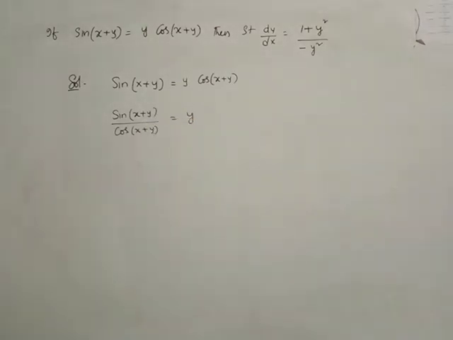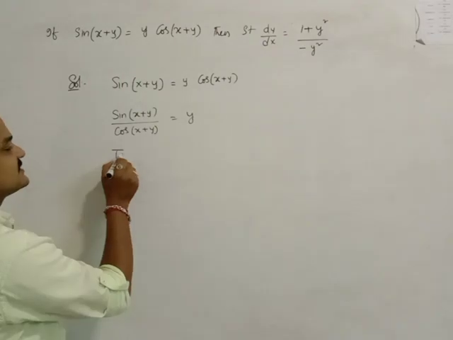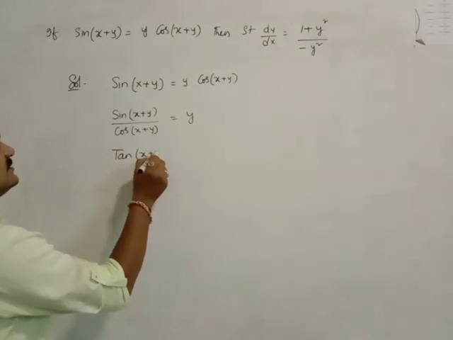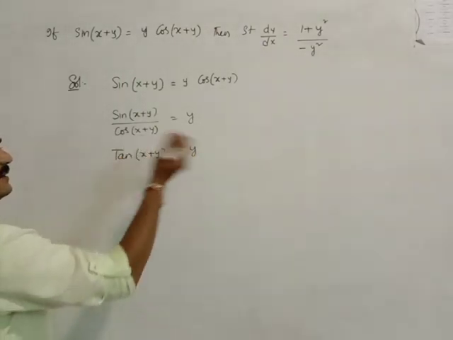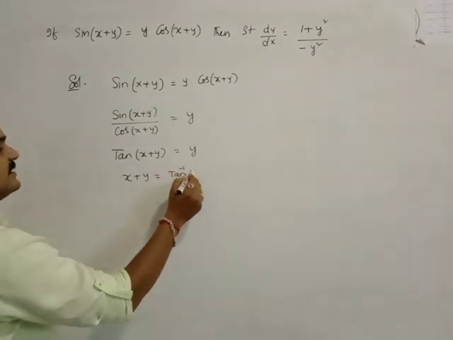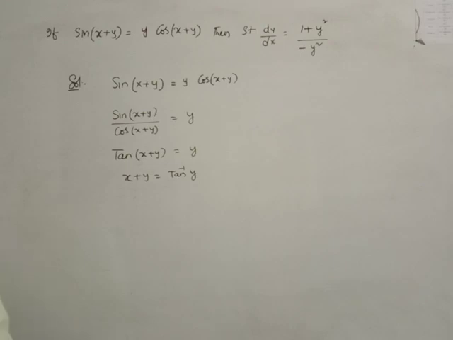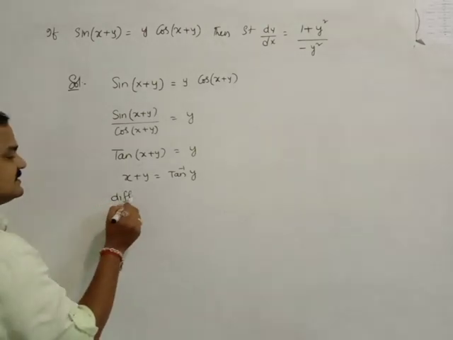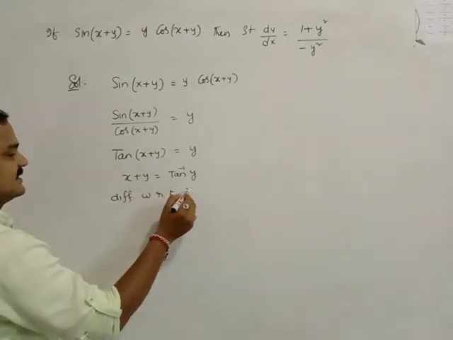Sin by cos means it is a tangent function. So it is tan of x plus y is equal to y. Bring the tan to that side. x plus y is equal to tan inverse of y. Now you go to the differentiation. Differentiate with respect to x.